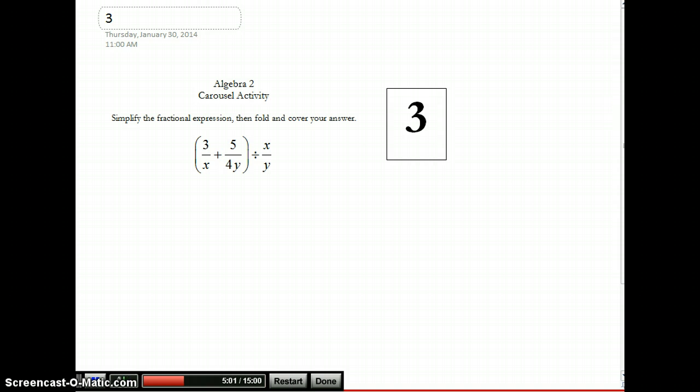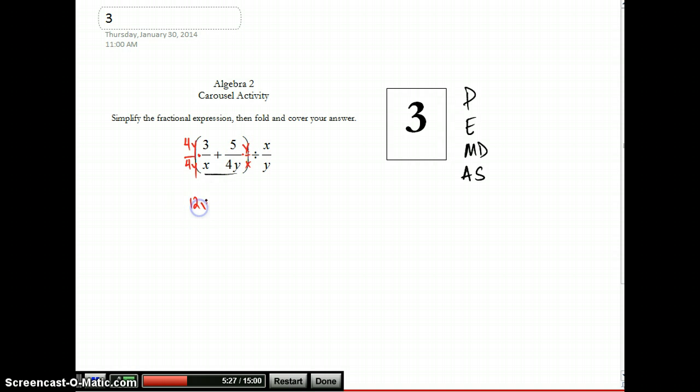Question 3, we want to think about our order of operations. And we have parentheses, exponents, multiplication, division, addition, subtraction. So first thing, let's work on the parentheses. I want to try to put that all together into one fraction. So to do that, we're going to get a common denominator. I need to multiply by 4y to this fraction and x to this fraction.